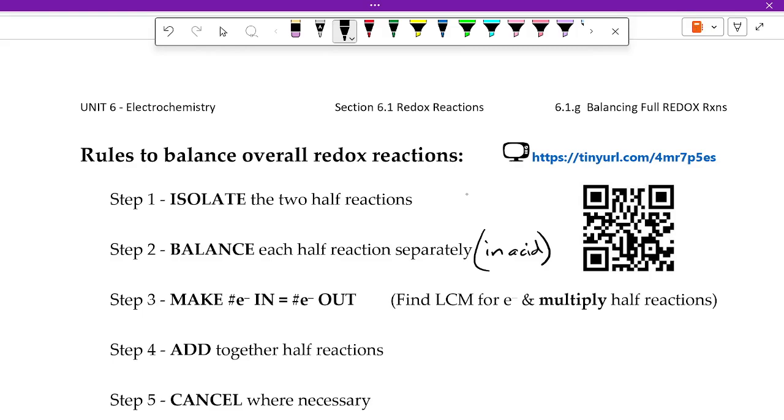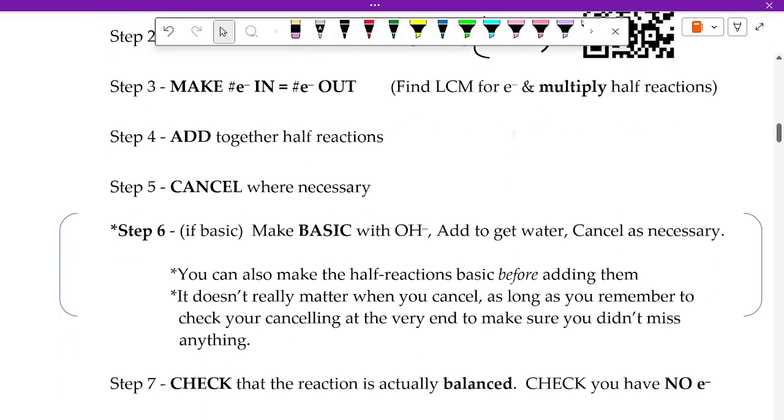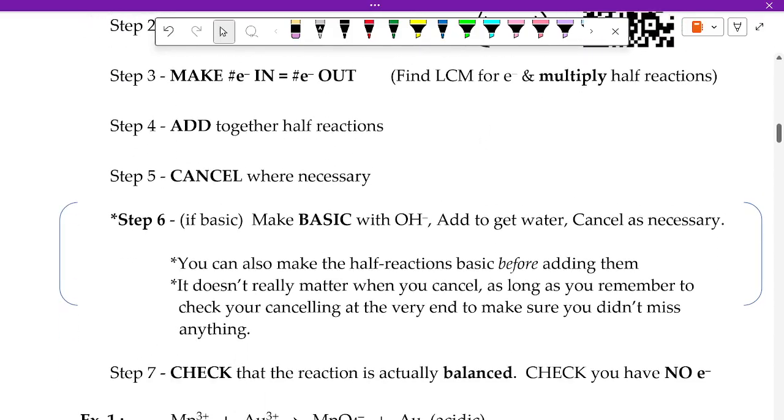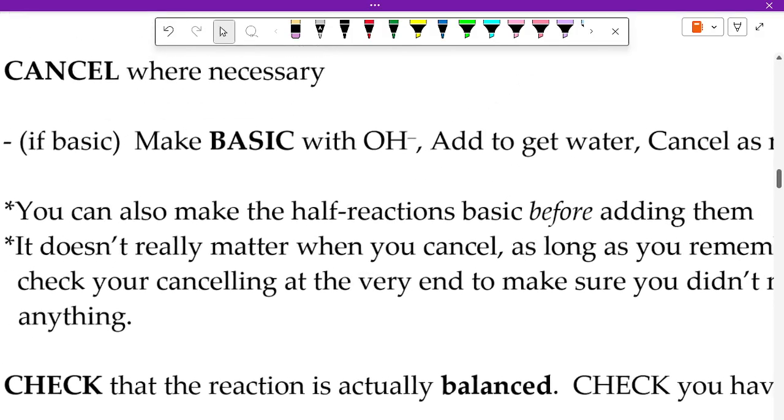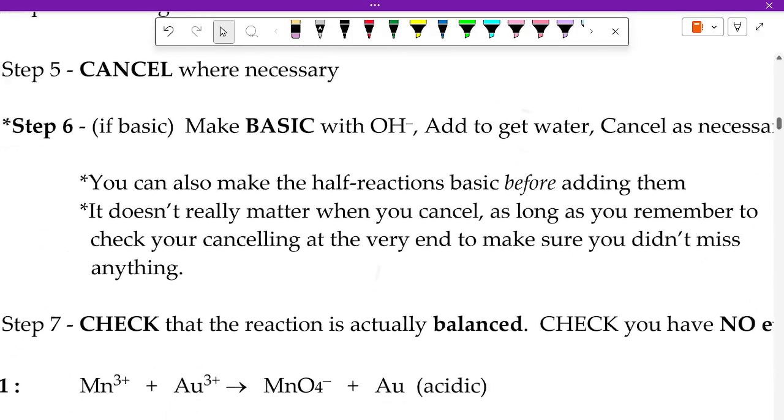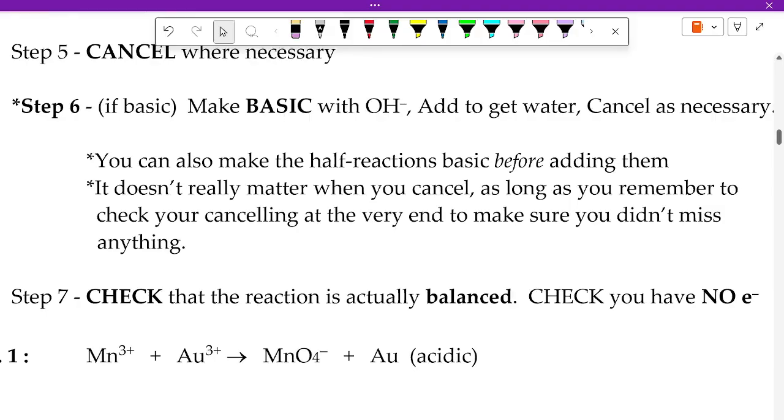And if that made no sense, that's okay. I'll show you. Okay, make it basic with OH-, add to get water, cancel as necessary. You can also make the half reactions basic before adding them together. It doesn't really matter when you cancel as long as you remember to check your canceling at the very end to make sure you didn't miss anything.